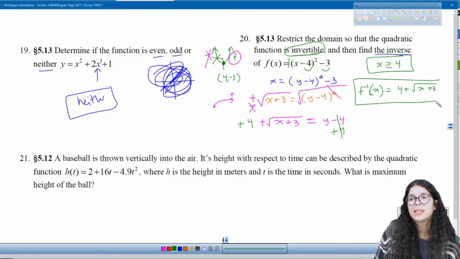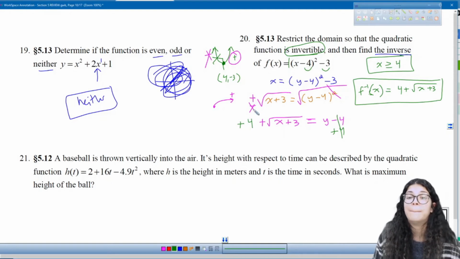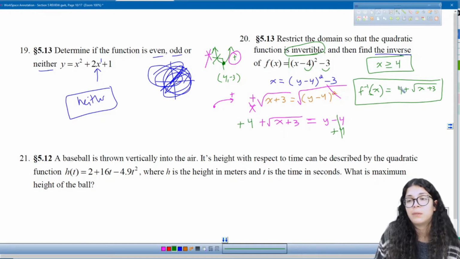Now, if we chose instead to use the left side, x is less than or equal to 4, this would just change the answer as we would use the minus side. So we would have the inverse be 4 minus the square root of x plus 3.